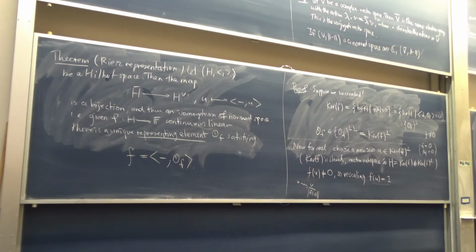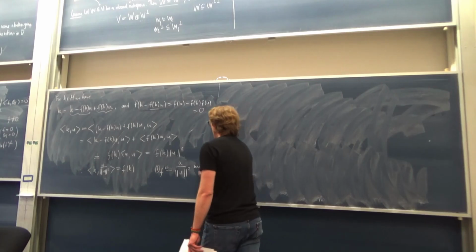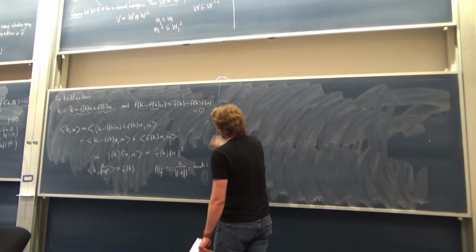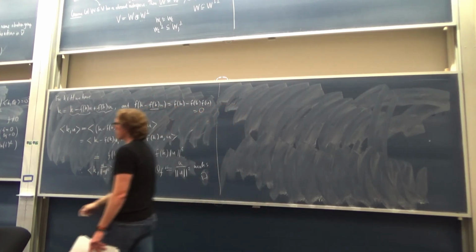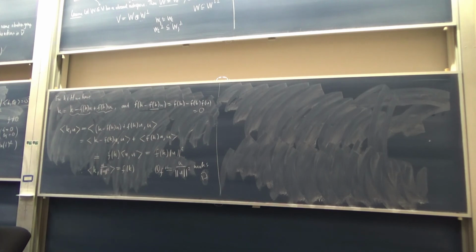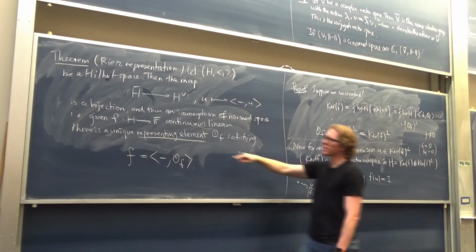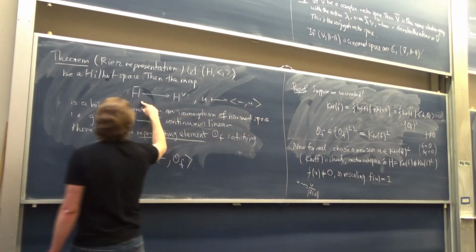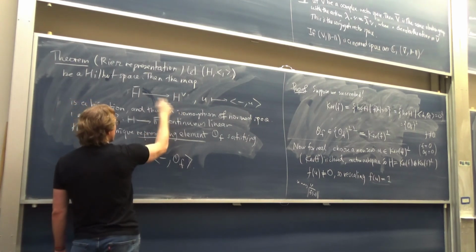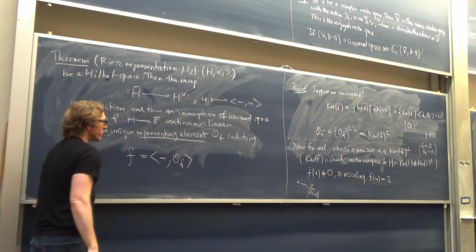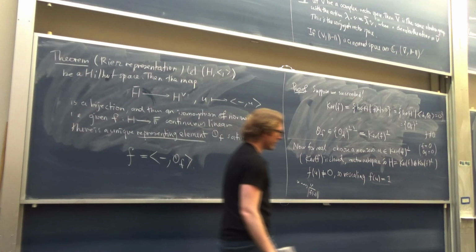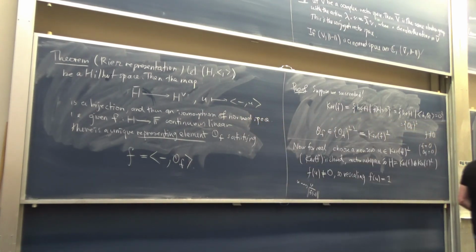Maybe I should say something about the uniqueness. Well, the uniqueness was covered by the fact this was an injective map. If two vectors, theta f and theta f prime, both represented f, that means they map to the same thing here, but injectivity means that can't happen unless they're the same. Okay, so that's the representation theorem.